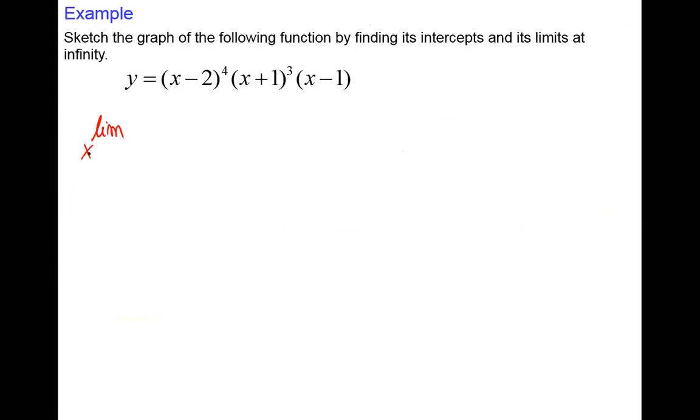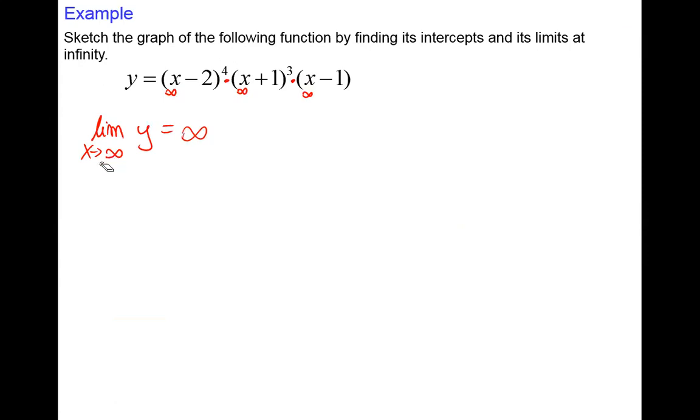What is the limit as x goes to positive infinity of the function y? Let me just say this, I don't want to cancel out. First of all, we can see it's just multiplication of the numbers, right? That means we definitely have no horizontal asymptote because I'm not going to get a finite number. If x is a huge number, then huge number minus 2 to the power of 4 is a huge number. Huge number plus 1 cubed is a huge number. Huge number minus 1 is a huge number. Huge number times another huge number is a huge number.